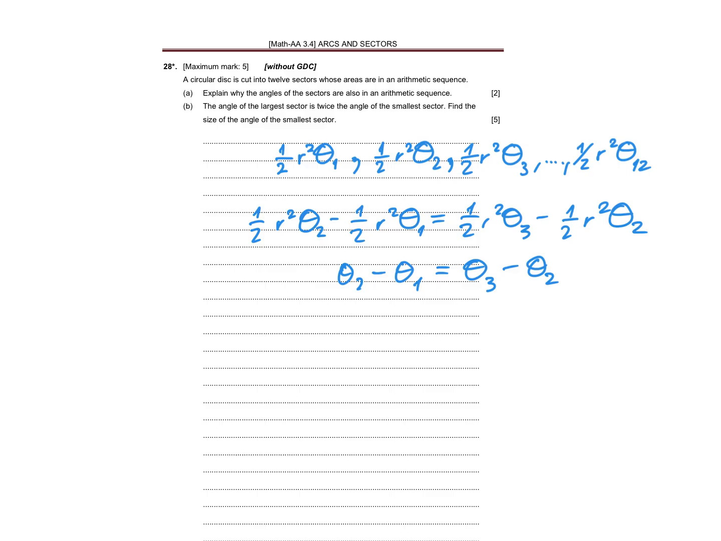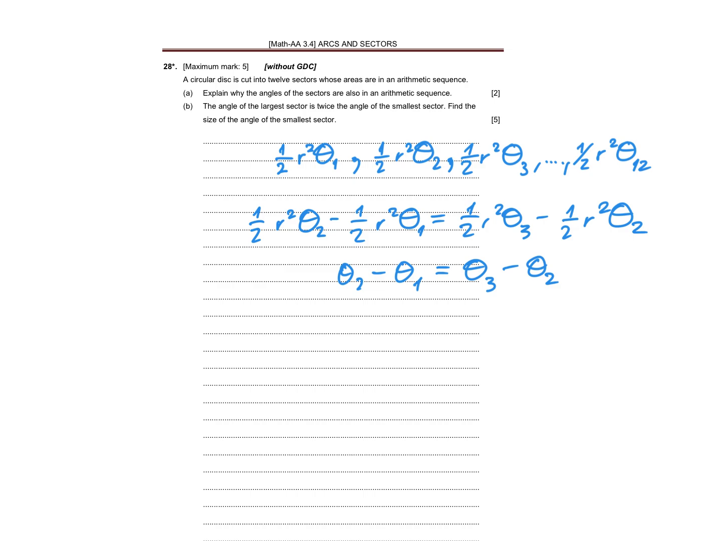So for B, the angle of the largest sector is twice the angle of the smallest sector. Find the size of the angle of the smallest sector. Okay, so we have 1/2 r squared theta 1.